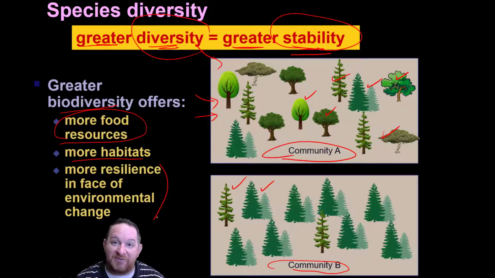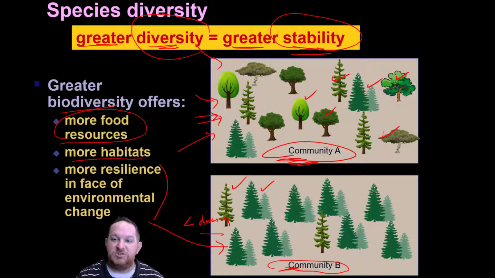So like the bananas we were speaking about earlier, if there was some disease that came along, this community is more likely to survive than this community because this community has less diversity. So some disease might wipe out that community, whereas this, because there's greater stability, is more likely to survive.